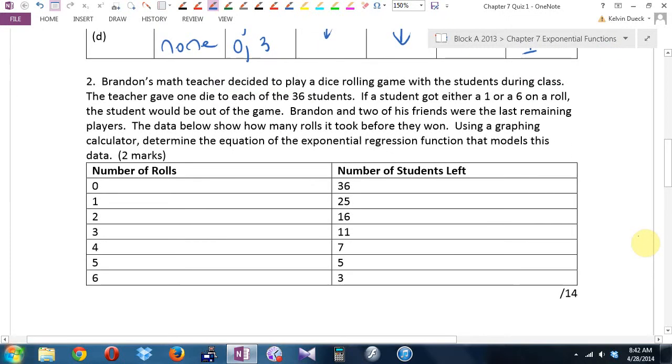Brandon's math teacher decided to play a dice rolling game. Cool. With the students during class. The teacher gave one die.